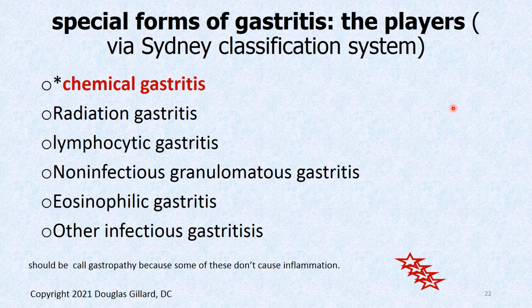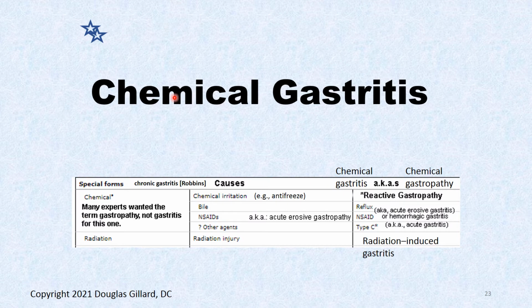Now let's get into the special types or special forms of gastritis. So here they are. Here's the players. There's chemical gastritis, radiation, lymphocytic, non-infectious granulomatous gastritis, eosinophilic gastritis. I used to cover all these. It's just too much information. We're just going to cover the most common, which is chemical gastritis.